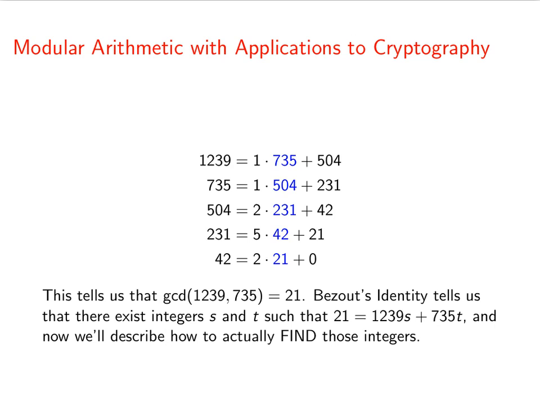So Bézout's identity tells us that there must exist integers s and t such that 21 is equal to 1,239s plus 735t. We're going to describe how to actually find those integers. Now, if that equation looks a little funny to you, keep in mind that s and t do not need to be positive. In fact, in this case, it's pretty easy to see. One of these is going to have to be positive, and one of these is going to have to be negative. I'm talking about s and t.